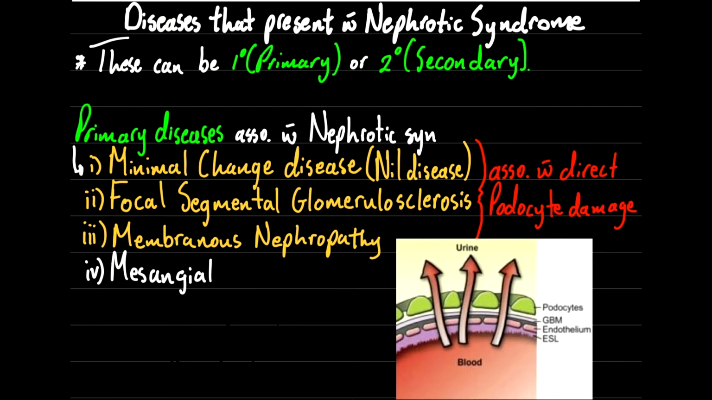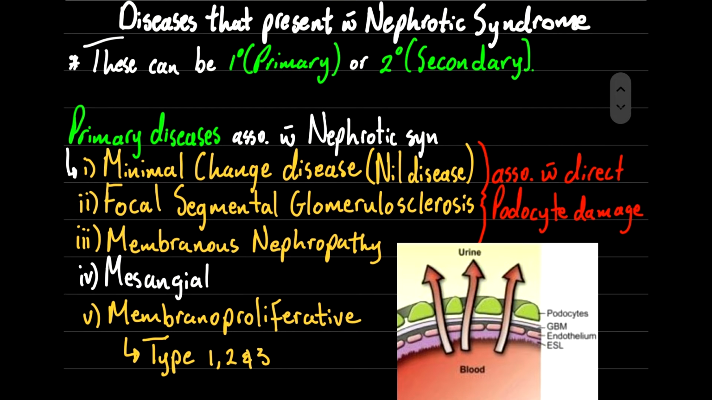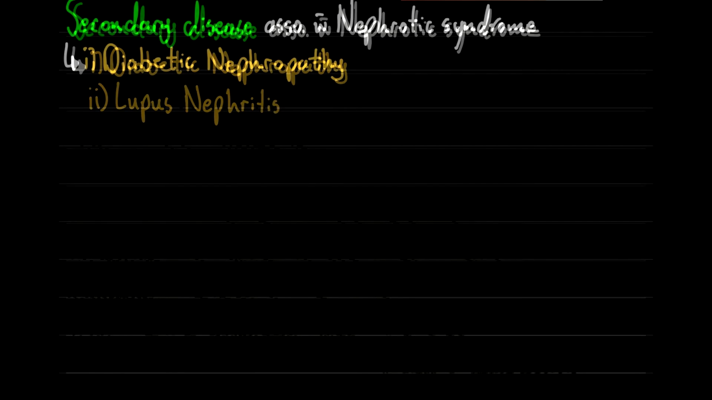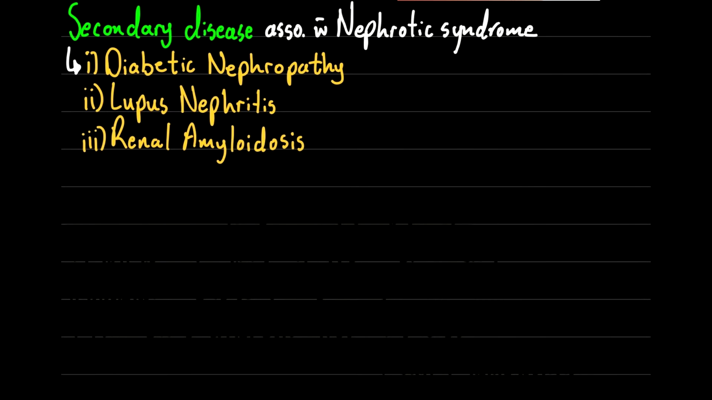Fourth, we have mesangial nephropathy, which we will discuss in later chapters. Fifth, we have proliferative nephropathy types 1, 2, and 3, which are associated with membranopathy. Keep this diagram in your head as we go through these pathologies. Secondary causes of nephrotic syndrome include diabetic nephropathy, lupus nephropathy, and renal amyloidosis. We will be focusing on these as they are the most common, but there are other causes besides these.